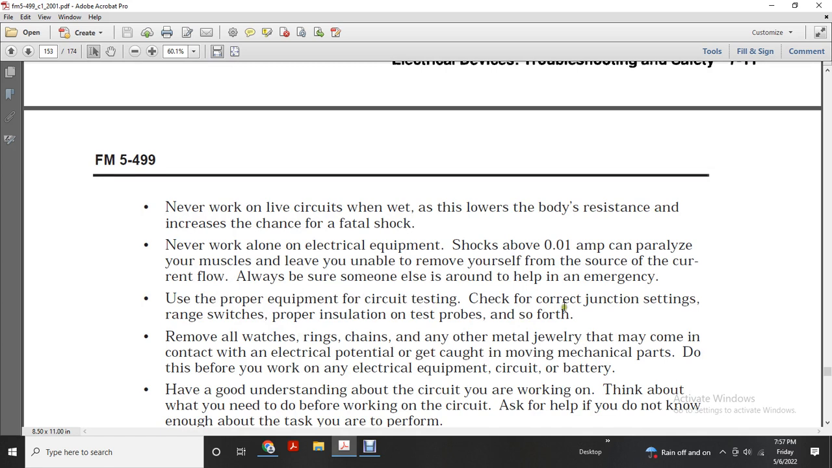Proper equipment and circuit test. Check for the correct function settings and range switch. Use properly insulated test probes and leads. Remove all watches, rings, chains, and any other metal jewelry that may come in contact with electrical potential or get caught in moving mechanical parts. Do this before you work on any electrical equipment, circuit, or battery.